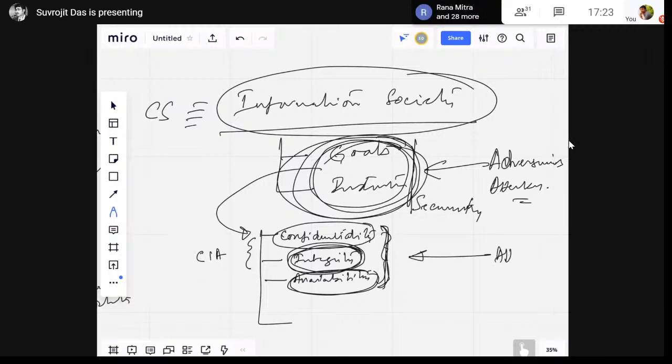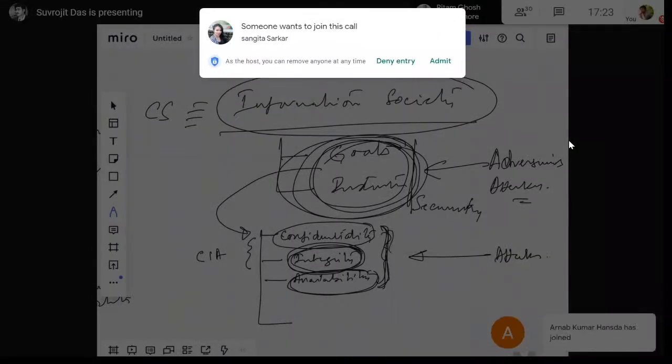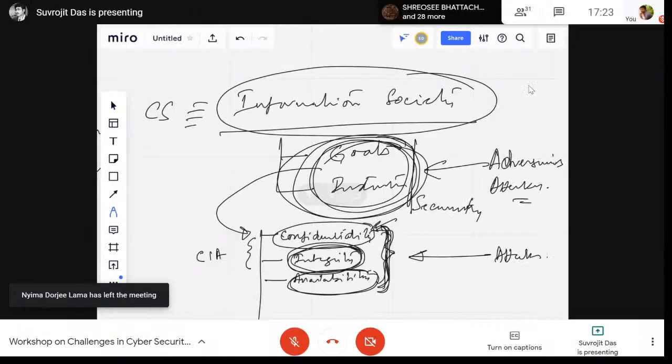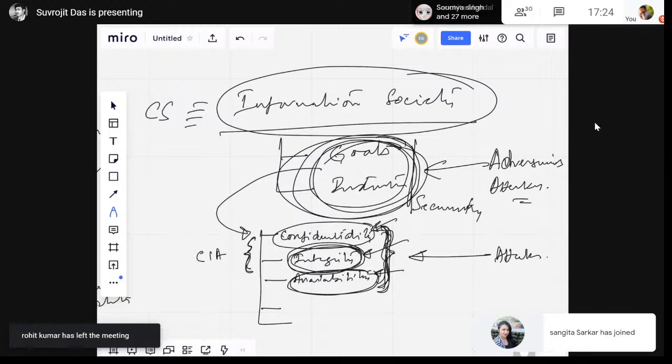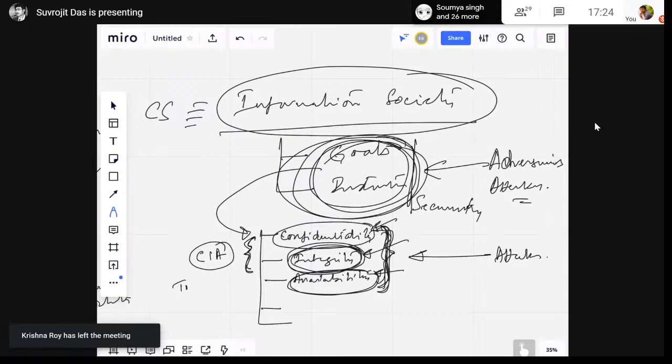So attackers will try to disrupt your computing and attack all these properties, all your goals. And there are other goals also. These are the basics. If you go through any standard textbook on information security, you will see something called the CIA triad: confidentiality, integrity, and availability. And I also talked about something called authenticity.